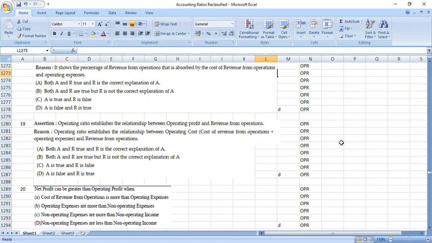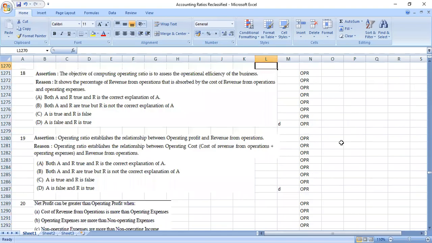The objective of computing operating ratios is to assess the operational efficiency of the business. It shows the percentage of revenue from operation that is absorbed by the cost of revenue from operation and operating expenses. That is true. The operating ratio is basically the total cost that was used up for carrying out the operations of the business, and therefore the reason is true, assertion is wrong. So D is the correct answer.